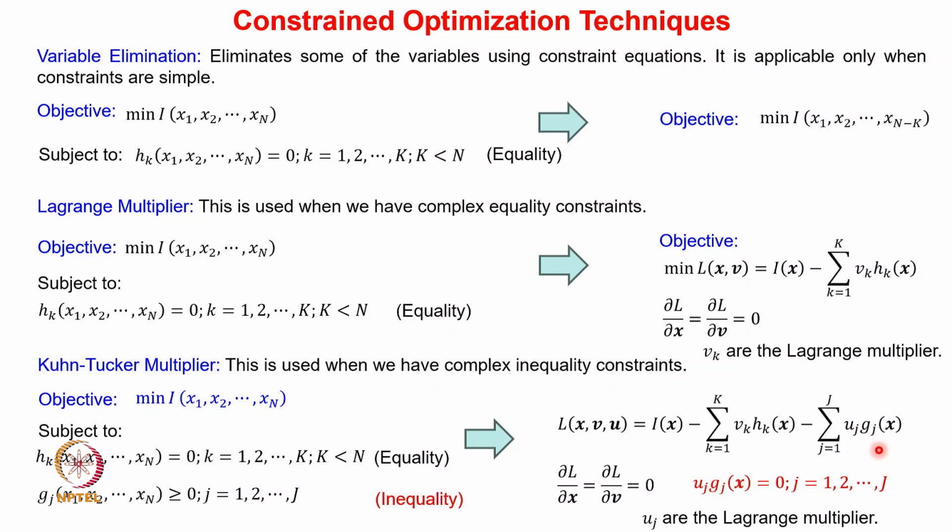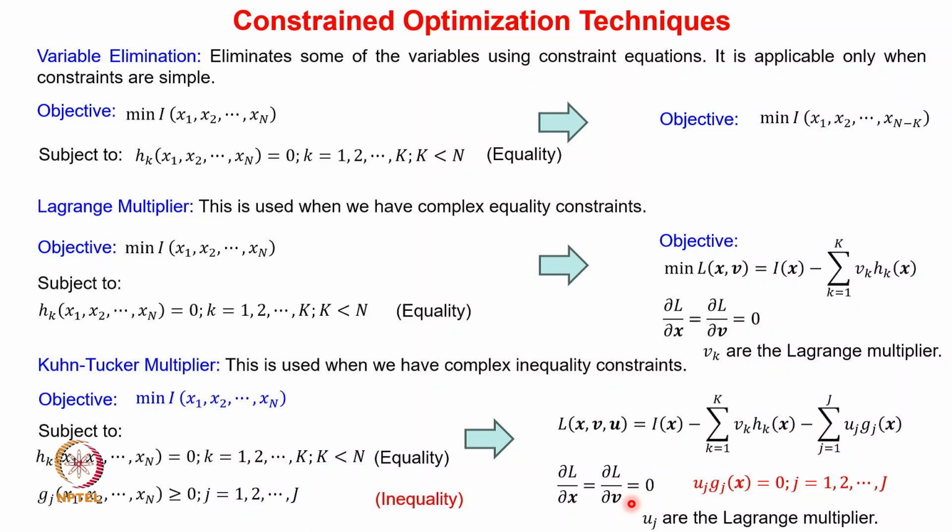So you can see that here U1, U2, U3, all the way to Uj, these are nothing but the Kuhn-Tucker multipliers corresponding to G1, G2, G3, all the way to Gj, and all these G's are nothing but what? Inequality constraints. So even these inequality constraints and equality constraints both are combined here in the Lagrange function. Once we have obtained this, the Lagrange function is optimized in terms of X and V by differentiating it with respect to X and V, isn't it? So dou L by dou X is equal to dou L by dou V equals 0. So these are the optimization with respect to X and V.